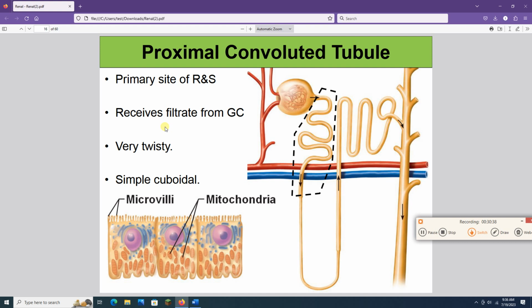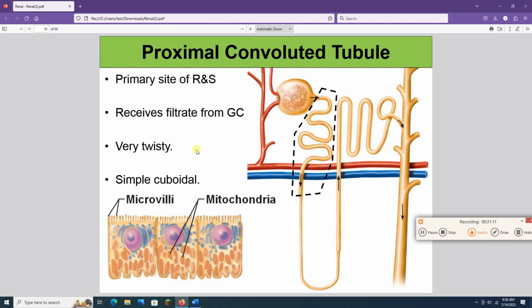Now, because I'm doing reabsorption and secretion there, I am going to need a couple of things. I am going to need a high surface area. Surface area is achieved by the twistiness plus the simple cuboidal epithelial cells that make up this tube. They have microvilli projecting into the lumen of the tube. That gives me more surface area for reabsorption and for secretion.